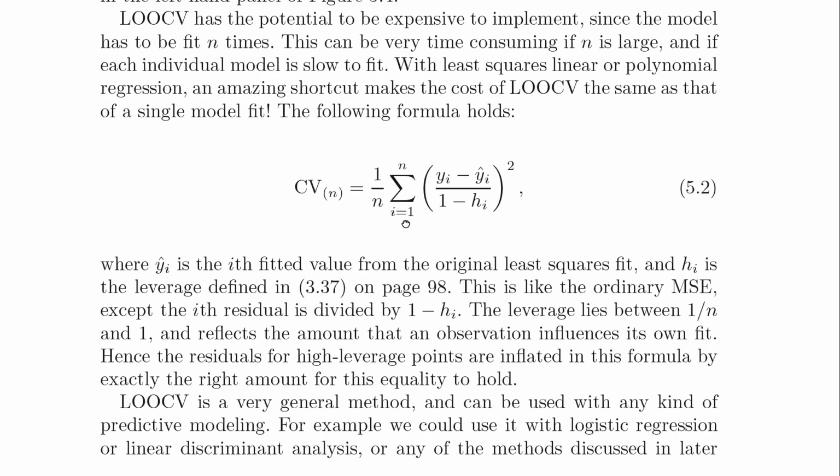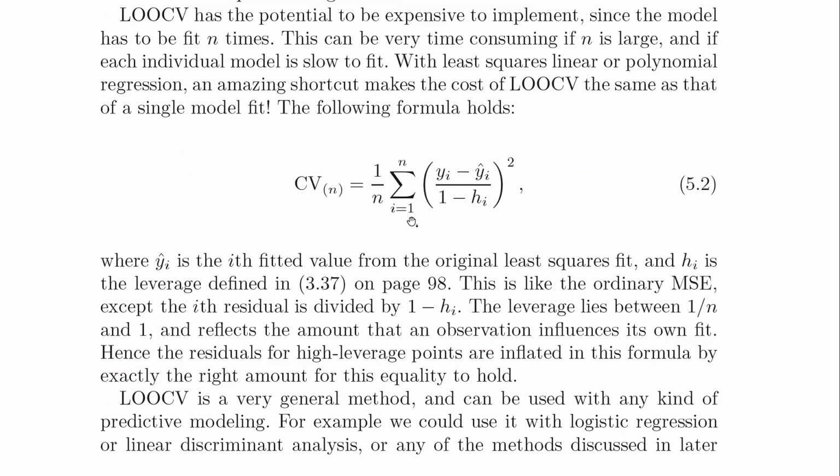Leave one out has the potential to be expensive to implement since the model has to be fit n times. This can be very time consuming if n is large. I mean, imagine we had 10 million observations, and each individual model is slow to fit. With least squares linear or polynomial regression, an amazing shortcut makes the cost of the leave one out method the same as that of a single model fit.